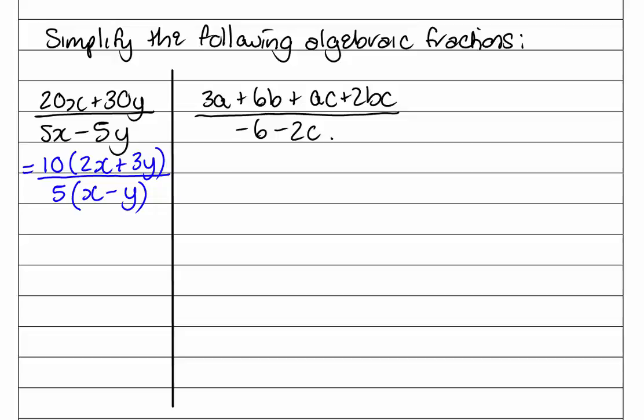From there, I can simplify by looking at the 10 and the 5. 5 into 10 goes twice, 5 into 5 goes once. So my answer is 2 bracket 2x plus 3y all over x minus y.